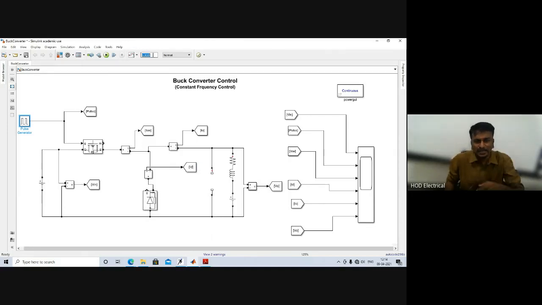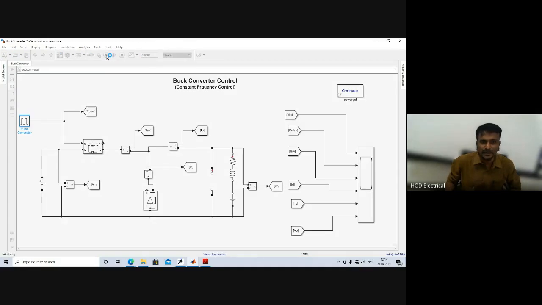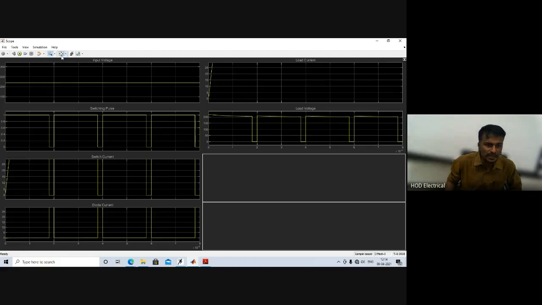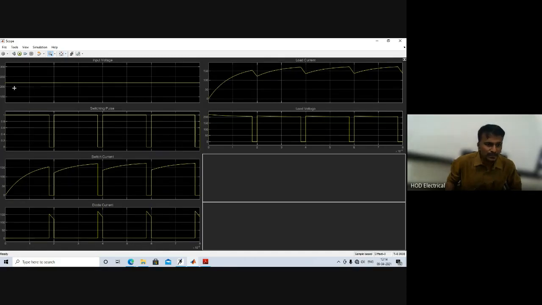Now, if you connect this entire thing, let me run this simulation. I am running the simulation for 0.008 seconds, since 1 by 5 kilohertz is 0.0002 seconds, so I will see 4 cycles of the pulse waveform. So let me run the simulation for 0.008 second. Now this is the output voltage. The input voltage we have given as 220 volt. Then the switching pulse width.